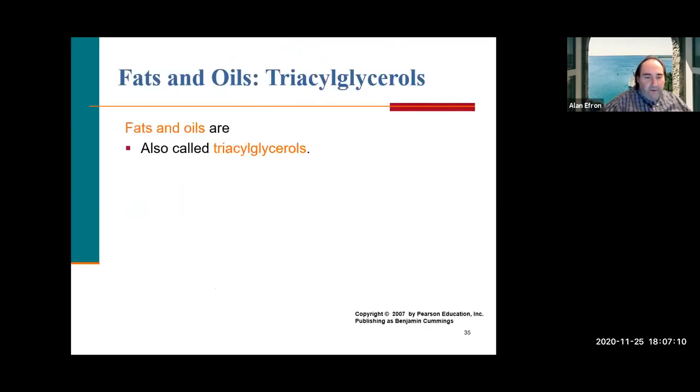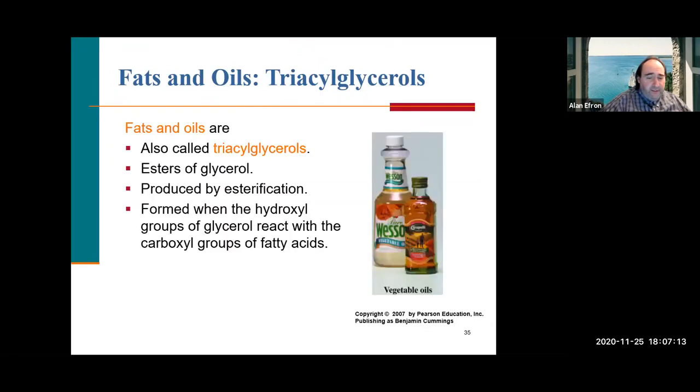Now, fats and oils are sometimes referred to as triacylglycerols, also sometimes referred to as TAG, for triacylglycerol. And they are produced by the esterification reaction, and that esterification reaction is the same one that we talked about in organic chemistry. It's the one I just pretty much drew there. It is our carboxylic acid with an alcohol group, taking out our water and making that ester bond that forms.